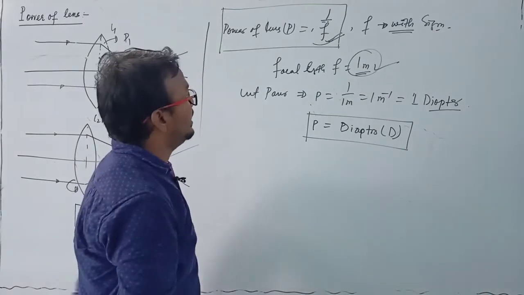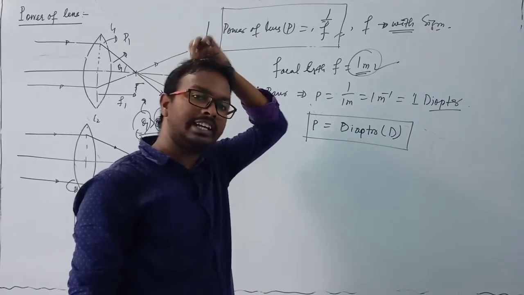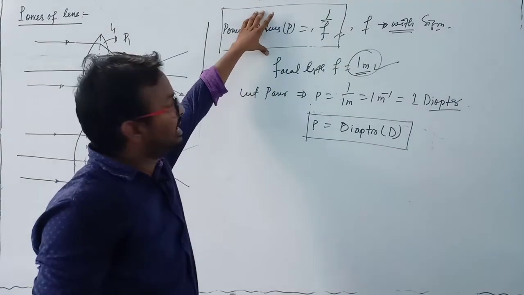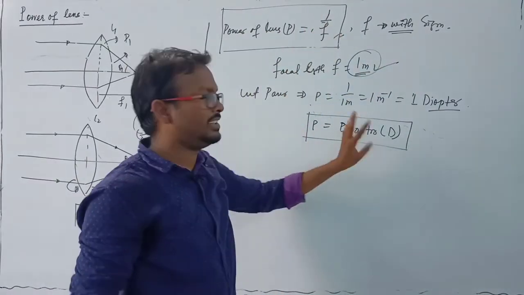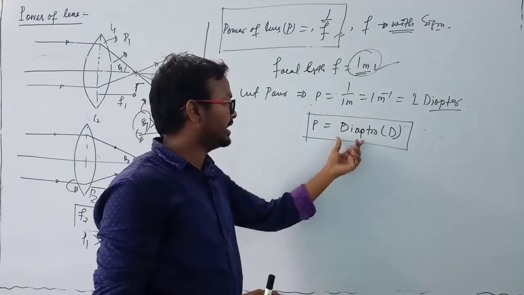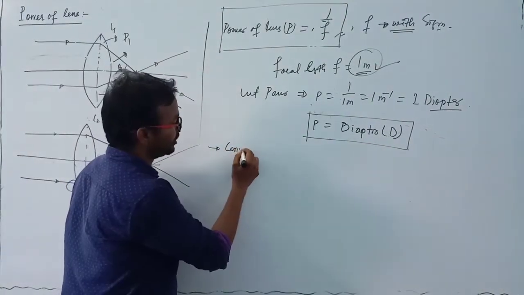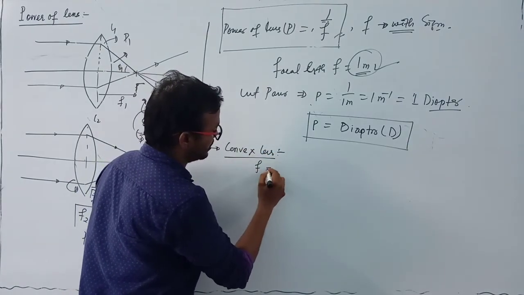Clear? So if the focal length of the lens is given, suppose 10 centimeter, find the power of the lens. At that time you have to first convert 10 centimeter into meter, then use this concept and find the power in diopter. Clear?